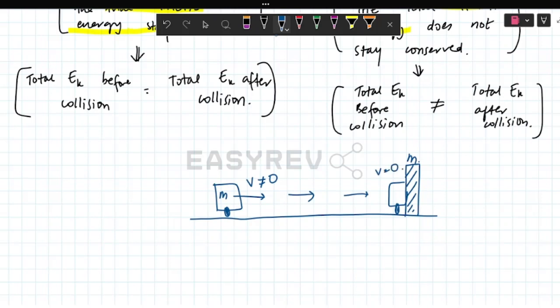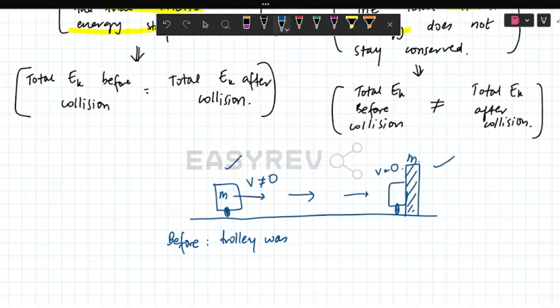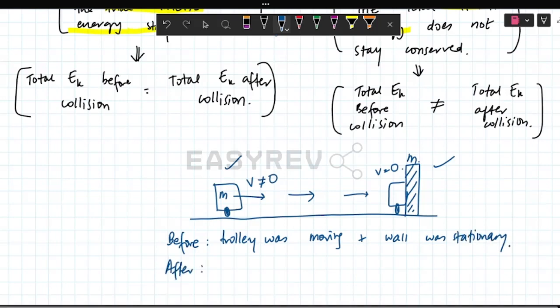Clearly you can see that before collision, there was definitely some non-zero kinetic energy for the system, my system being the trolley and the wall. But after collision, both the trolley and the wall are stationary. So let me write it down. Before collision, the trolley was moving and the wall was not moving. The wall was stationary, as we expect, right? But after collision, the trolley and wall both are stationary.